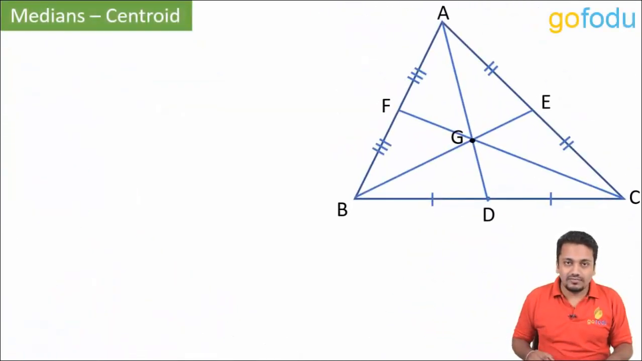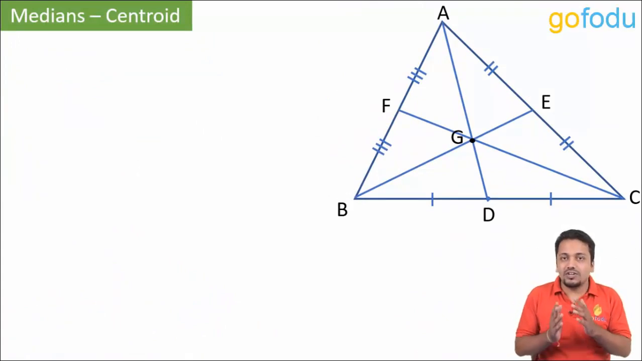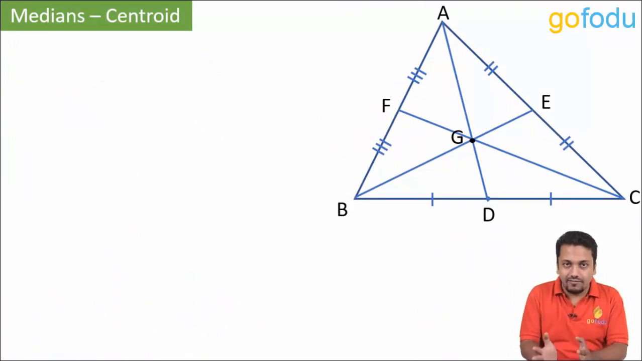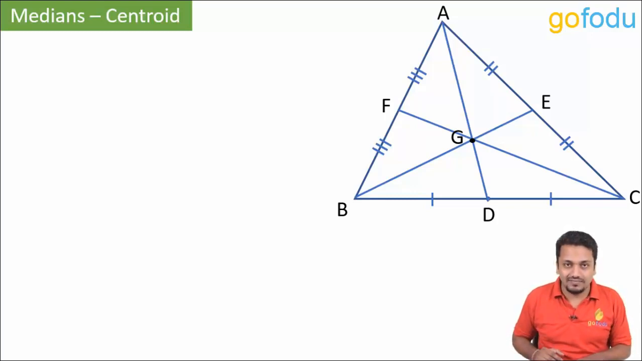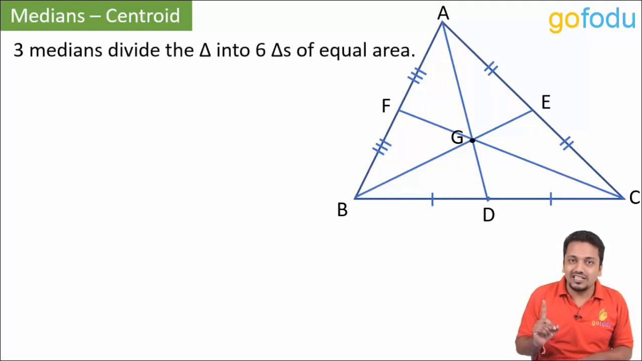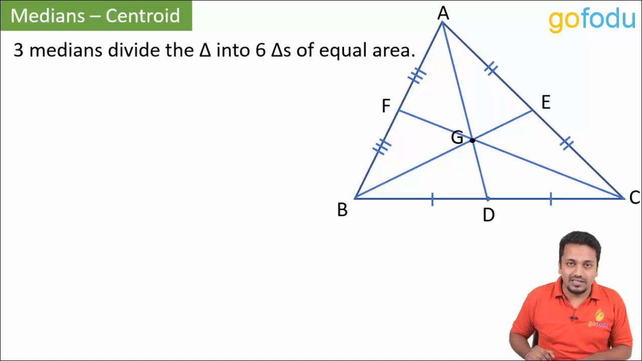Centroid, the point of intersection of medians. And I have drawn all three medians. As you can see, triangle ABC is divided into 6 triangles. Now the very first property is that these 6 triangles will have equal area.